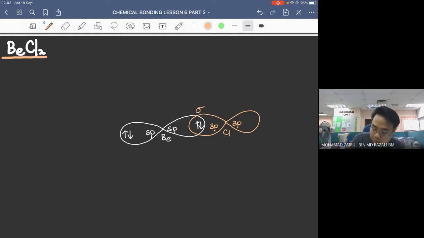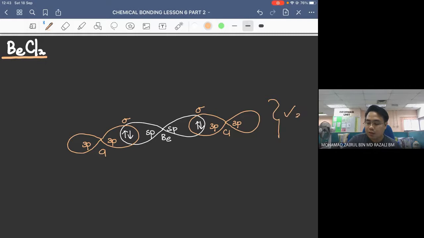Ada lagi satu chlorine, dia overlap dekat 3p juga. Awak terus label 3p, awak label dia punya atom, dan since dia adalah end-to-end overlapping, don't forget to label sigma. Selalunya diagram ini, markah dia adalah 3 marks.